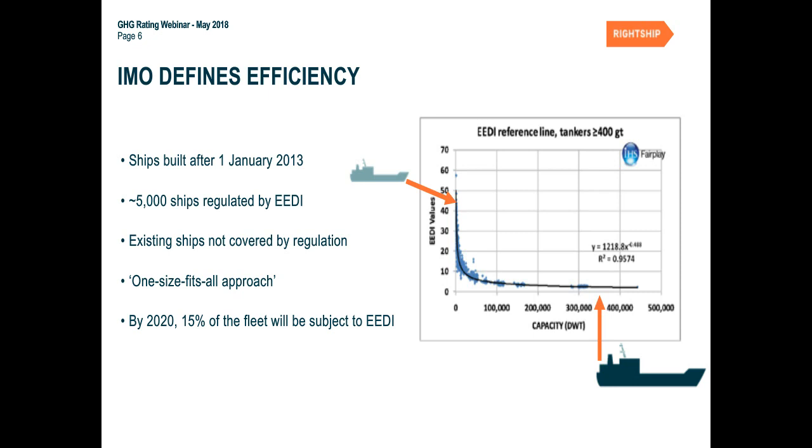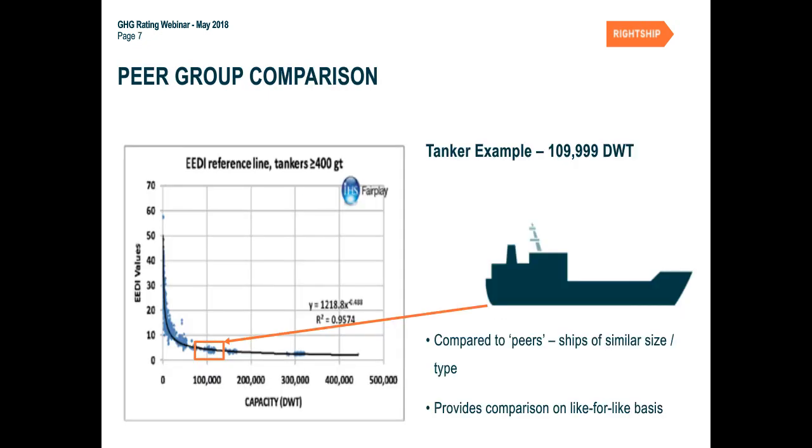So imitation is the greatest form of flattery, and that's what RightShip did. We took IMO's benchmark, the EEDI, the Energy Efficiency Design Index, and applied it retrospectively to all vessels to calculate their amount of CO2 per tonne nautical mile. And we called this the EVDI, or the Existing Vessel Design Index. And this gives a direct comparison between the regulated ships with EEDI and the ships built prior to the regulation, or existing ships. We then broke it down into subsets to enable a peer group comparison on a like-for-like basis.